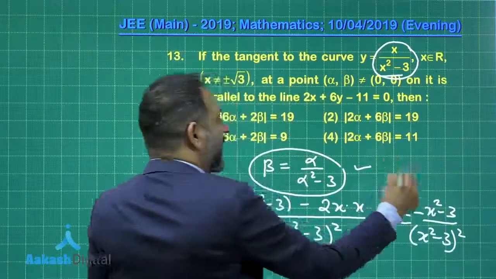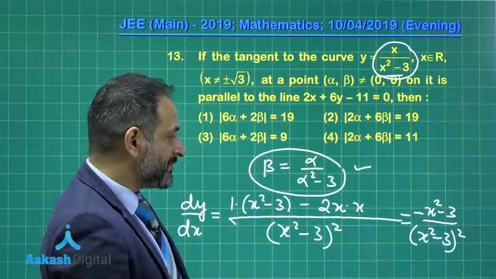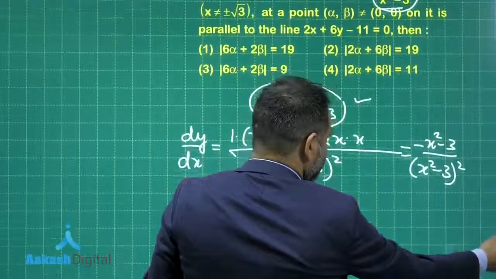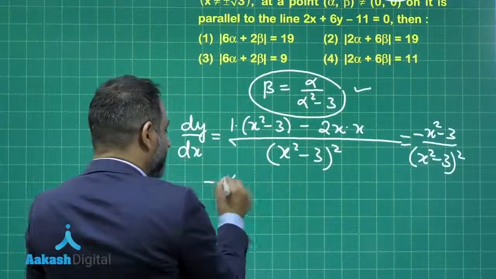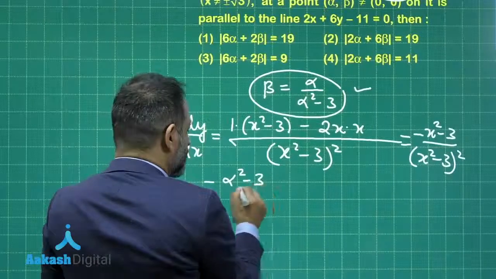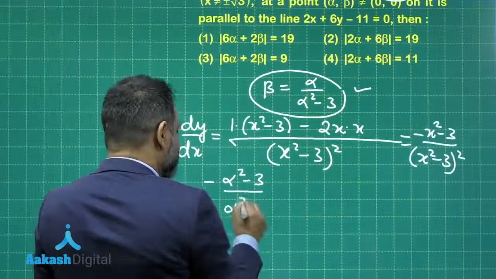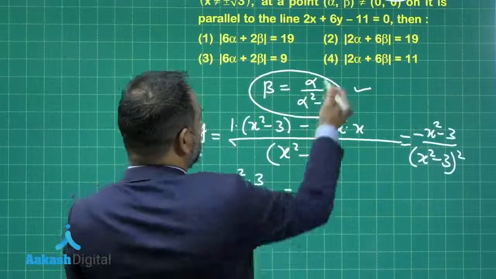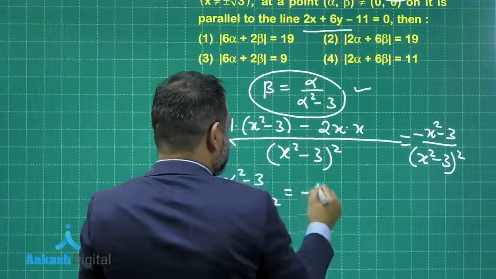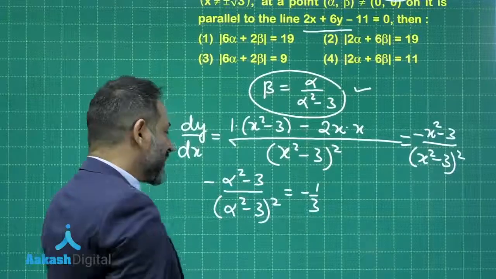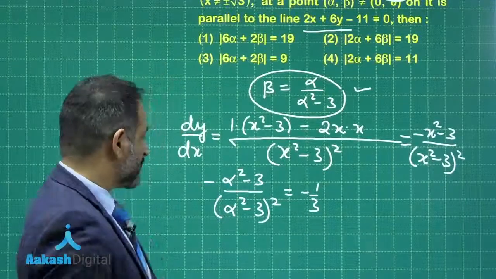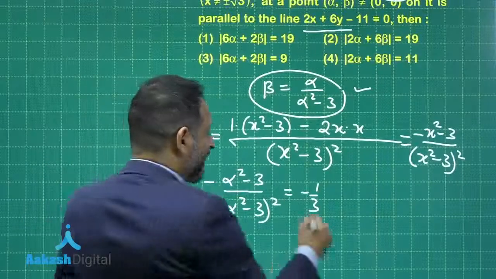Now the slope at the point alpha comma beta is given to us. So what we are going to do here is, by putting alpha here, the slope in terms of alpha is this one, which is equal to slope of this line, that is equal to minus 1 by 3. Now you can notice here this is a quadratic in alpha square. So this can be easily evaluated.